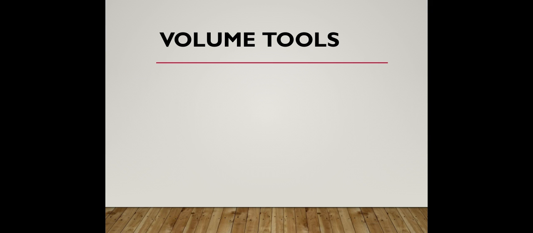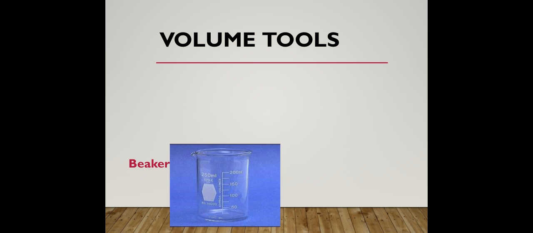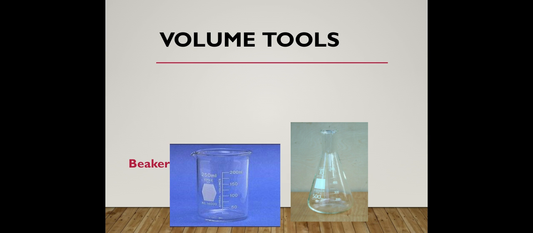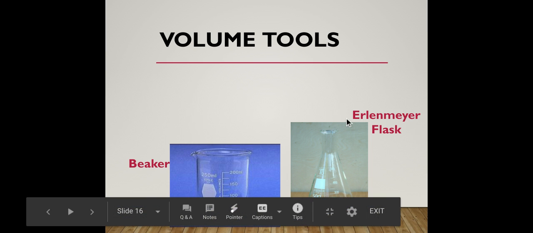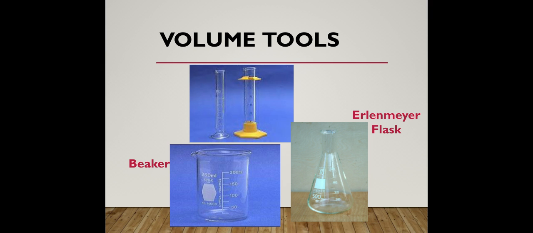In order to measure volume, we have several tools. We can use a beaker, though it's not as accurate as other tools to measure volume. We can use an Erlenmeyer flask. Erlenmeyer flasks are more accurate than beakers. And then probably the most accurate for what we will be doing in our labs are our graduated cylinders.